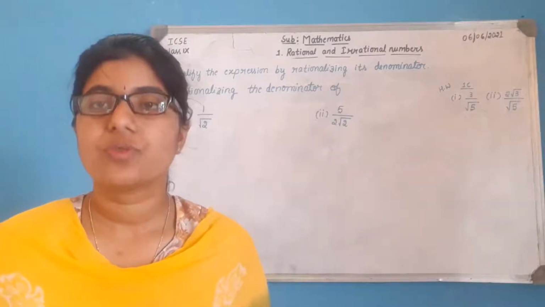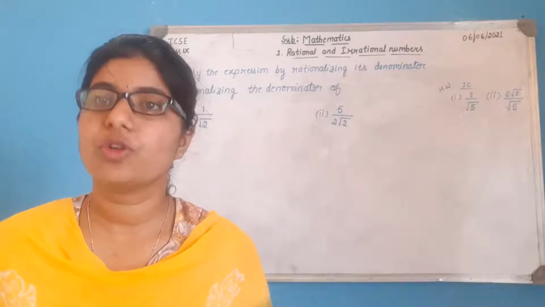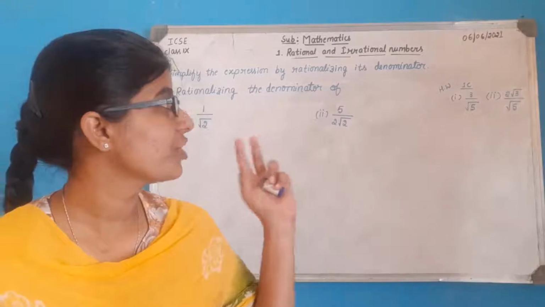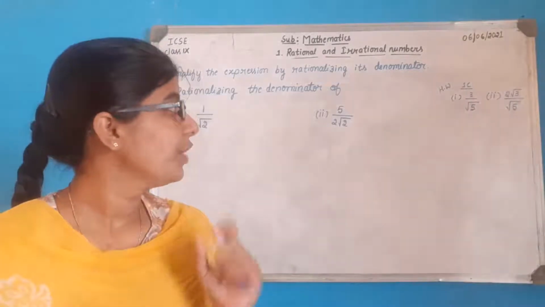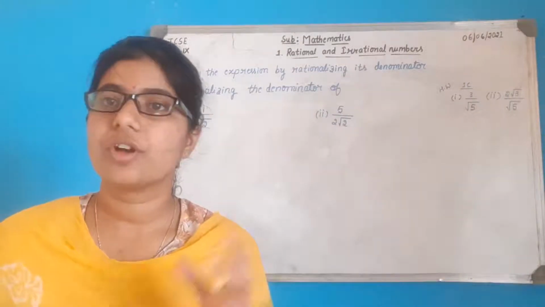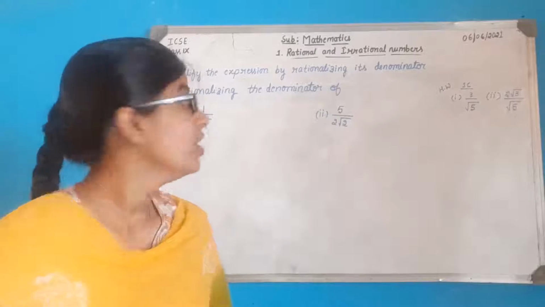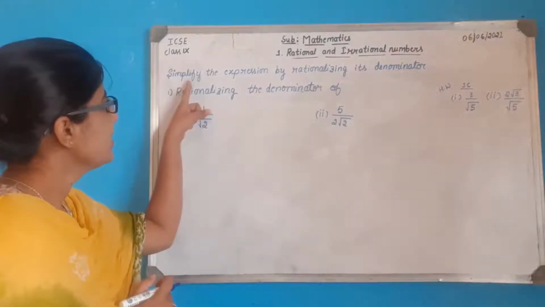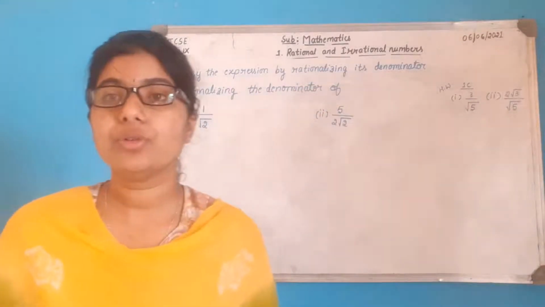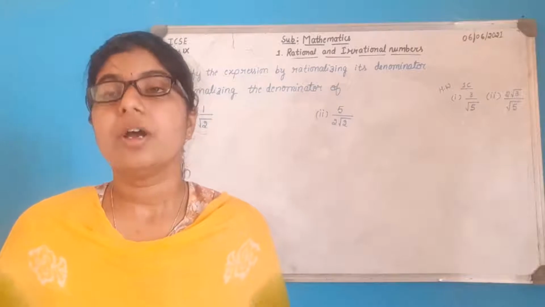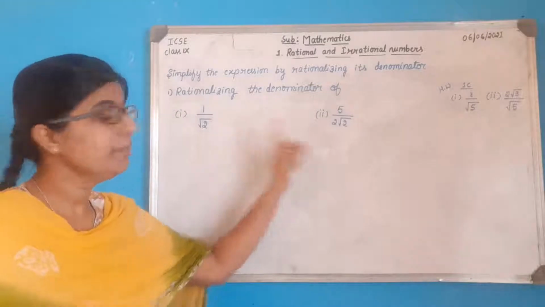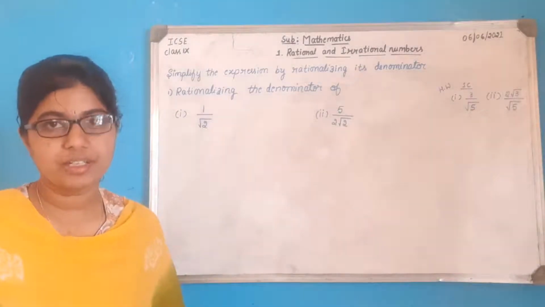In today's class, we are going to continue the concept called rationalization. That is the last concept in your first chapter, rational and irrational numbers. Today we are going to solve problems based on the rationalization concept. The question is: simplify the expression by rationalizing its denominator. By using the rationalizing the denominator concept, we have to simplify the given surds or irrational numbers.